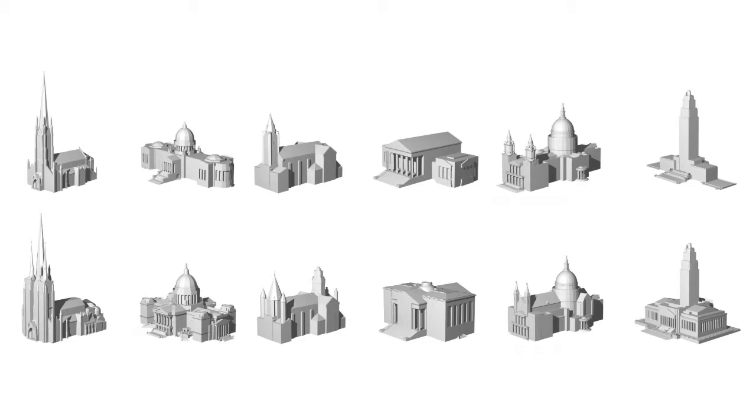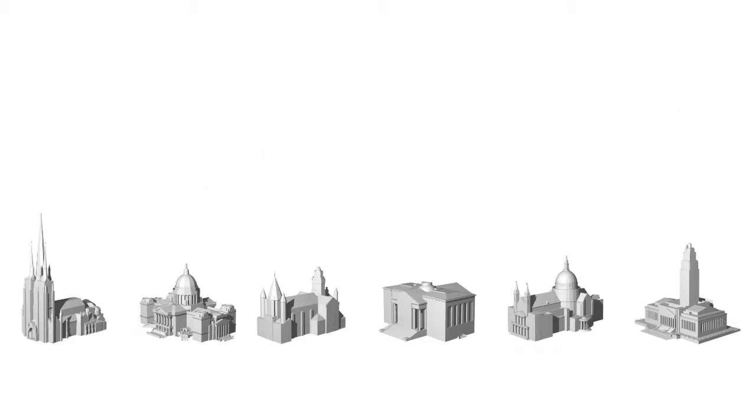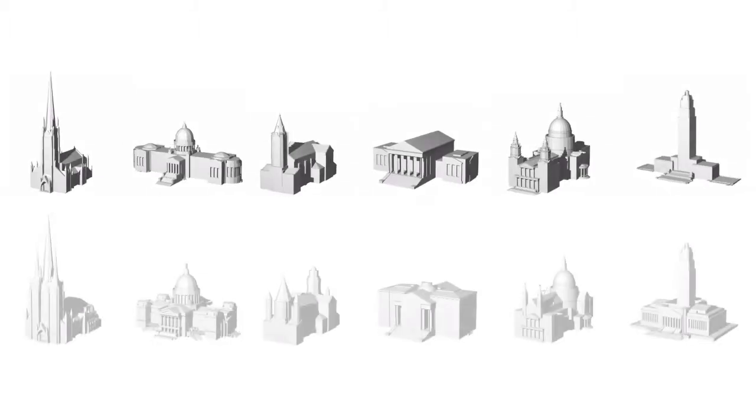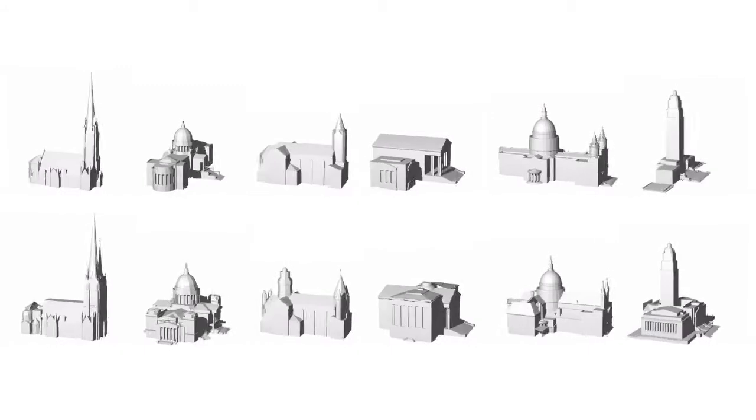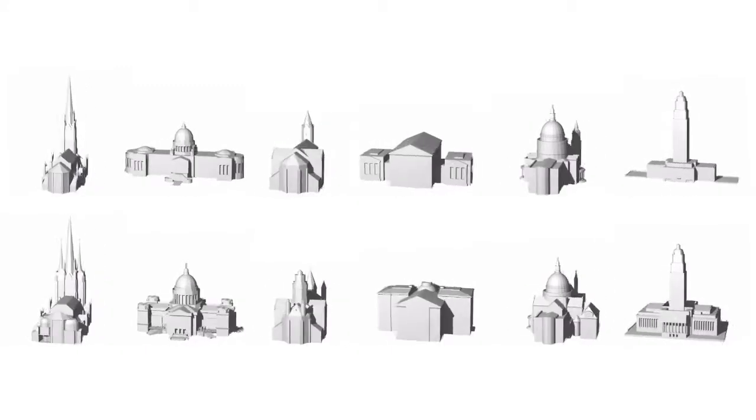We propose a method for synthesizing novel building models from examples. These are the buildings generated using our method. And these are the input examples. They are models of real-world buildings. The synthetic models are as visually plausible as the input examples.